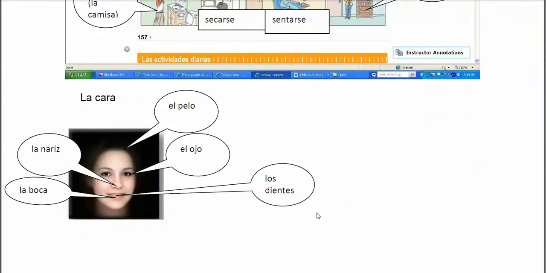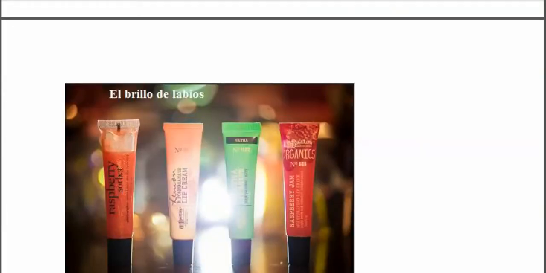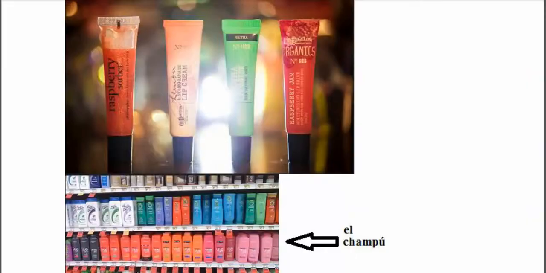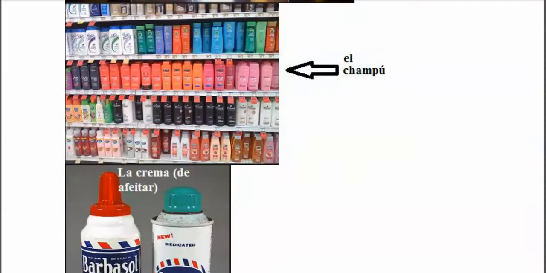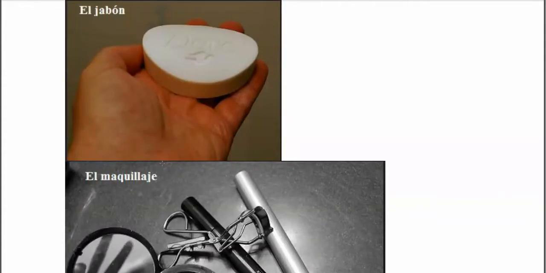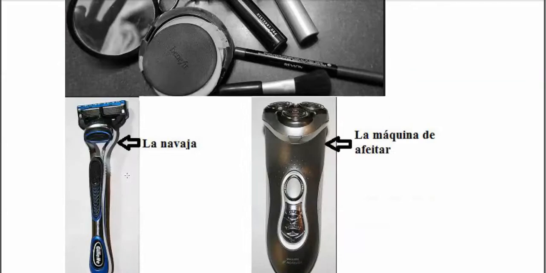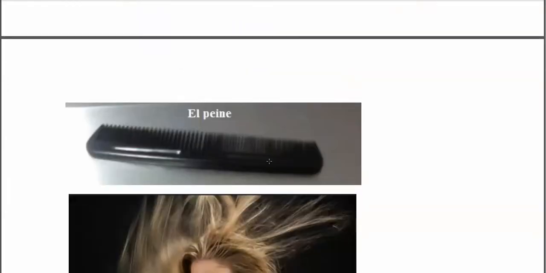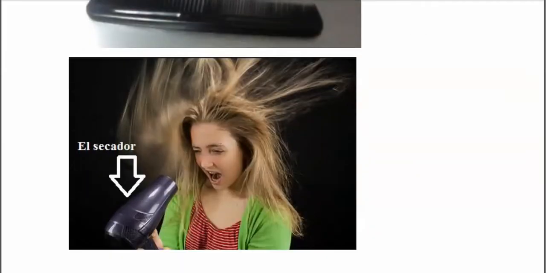Okay, now we have the face, la cara, we have pelo, hair, el ojo, eye, los dientes, teeth, la nariz, nose, and la boca, mouth. We also have brillo de labios, lip gloss, el champú, shampoo, la crema de afeitar, shaving cream, el jabón, soap, el maquillaje, makeup, la navaja, a razor, la máquina de afeitar, an electric razor, el peine, a comb, el secador, a hair dryer.